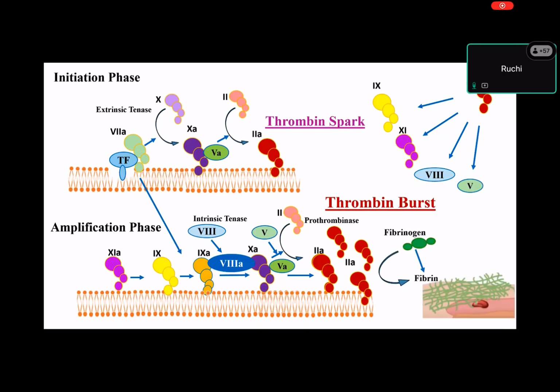This thrombin is not only responsible for the conversion of fibrinogen to fibrin, but it also activates factor 13. And this factor 13 cross-links the clot and forms a very stable clot. So this is how the coagulation cascade begins, and a fibrin clot is formed physiologically.